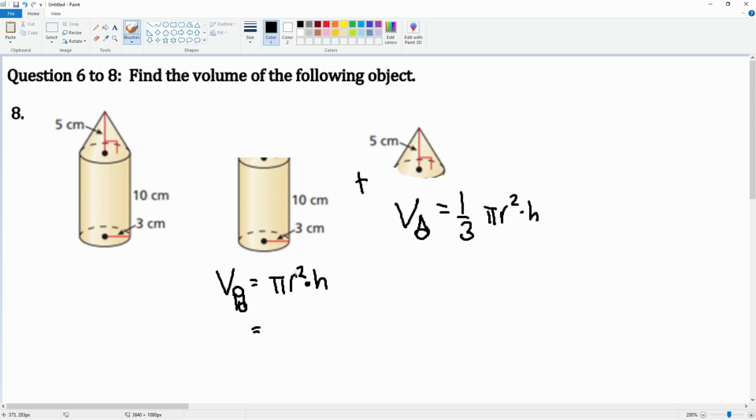right? And we know that r here is 3, so 3 squared, and the height is 10, so this is 9 times 10, which is 90 pi. So that is the volume of the cylinder.